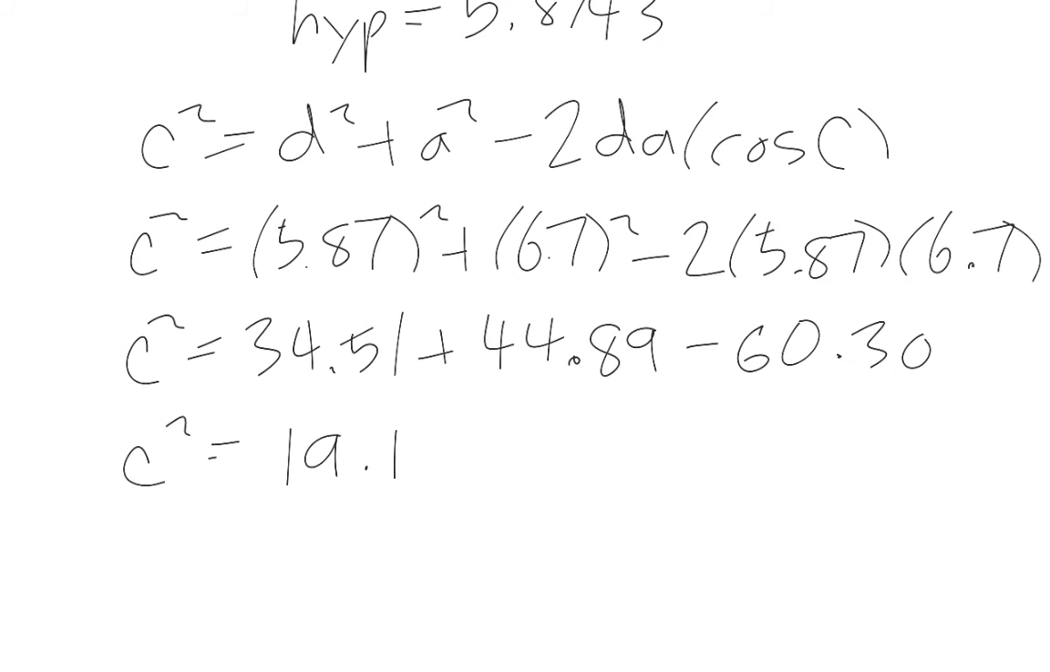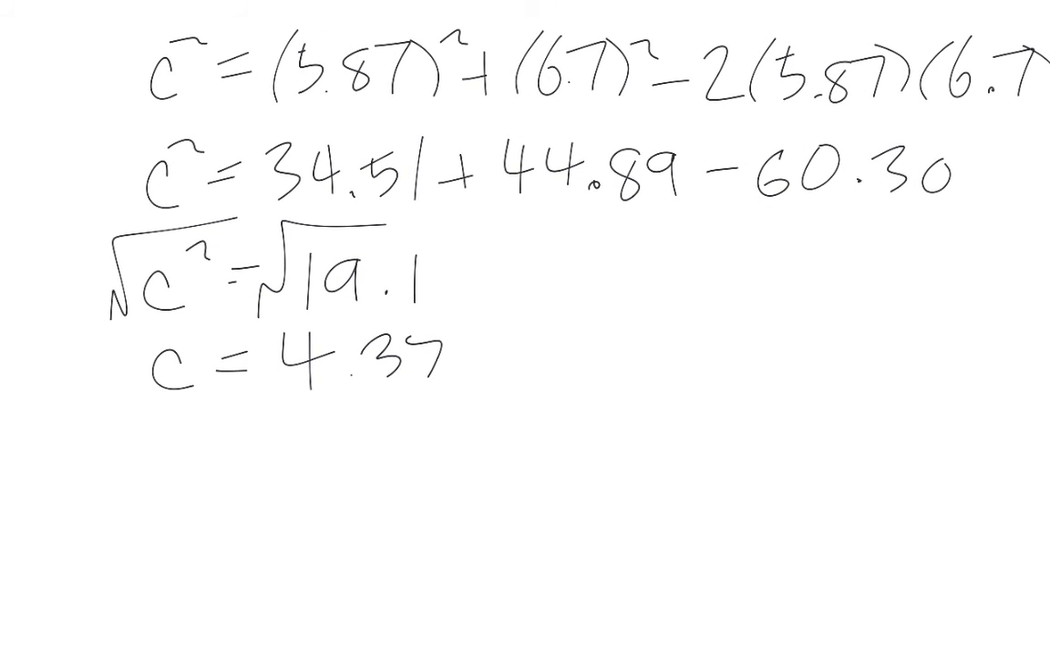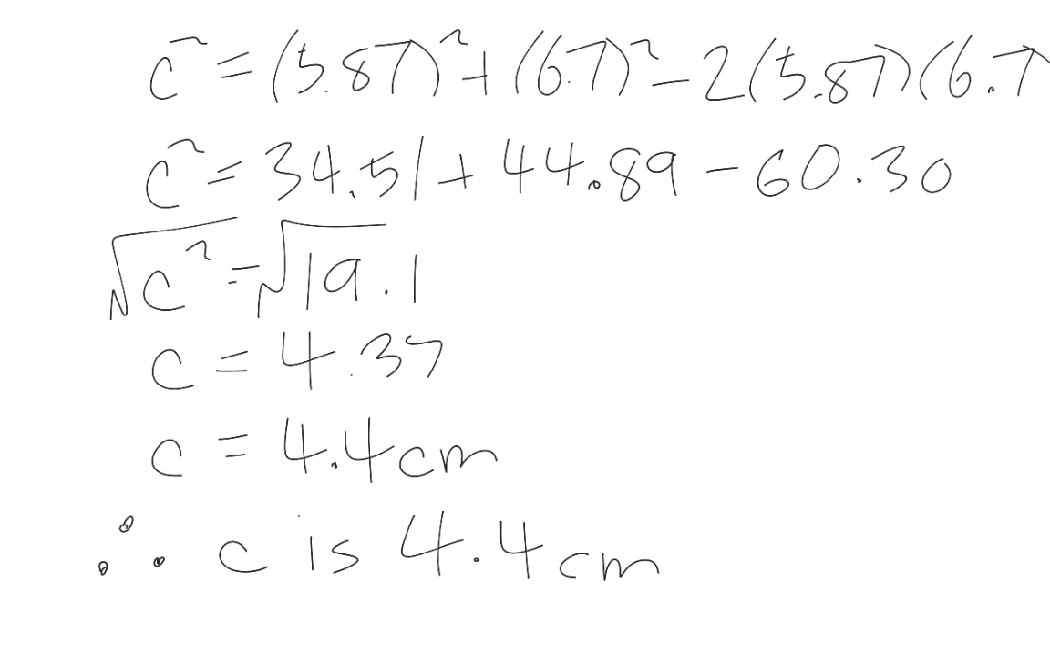So all I need to do is add and subtract these numbers, which is going to give me approximately 19.1. And since I'm trying to solve for C, I need to square root both sides to get rid of the exponent of 2, which just leaves me C, and you should get approximately 4.37. Now, the question asks us to round to the nearest tenth, so that would be 4.4 centimeters. So let's write a therefore statement. Therefore, C is 4.4 centimeters.